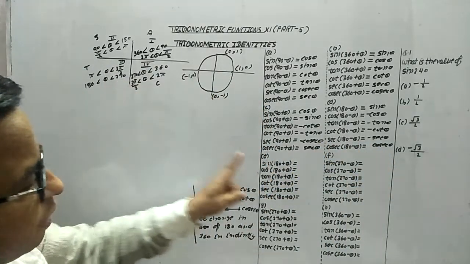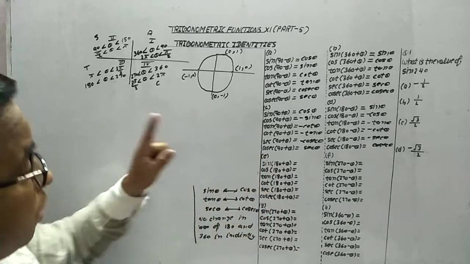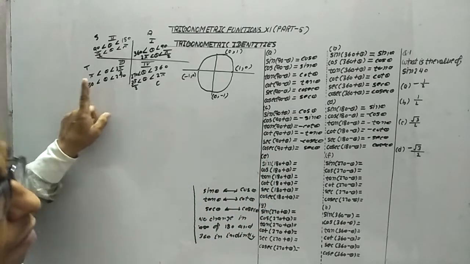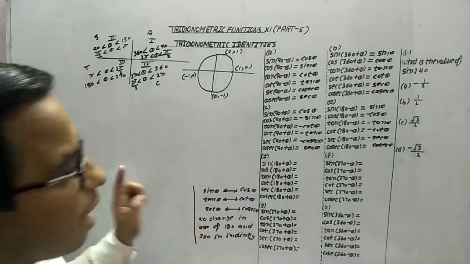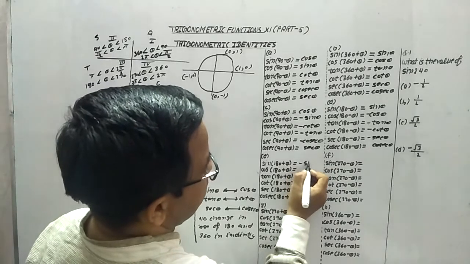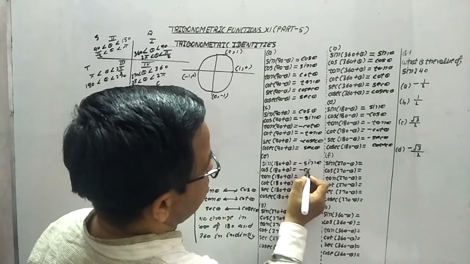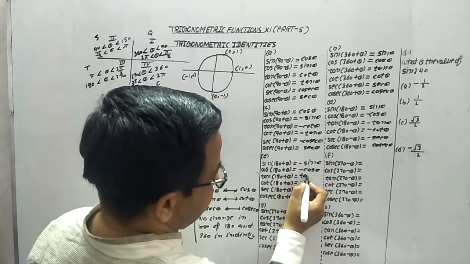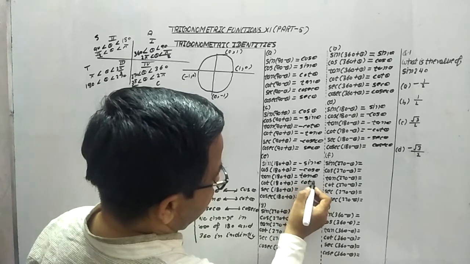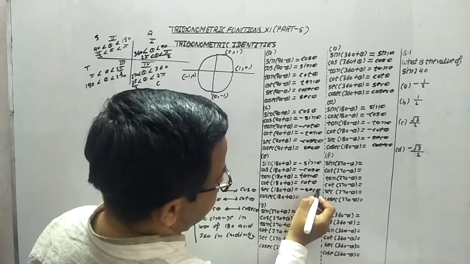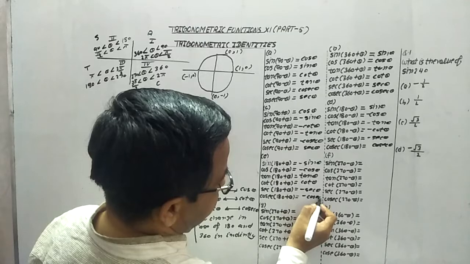Now in third quadrant, sine 180 plus theta, in third quadrant tan and cot are positive, and because of 180 there is no change in identity. So this becomes minus sine theta, this becomes minus cos theta, this will remain tan theta, this will remain cot theta, this will be minus sec theta, this will be minus cosec theta.